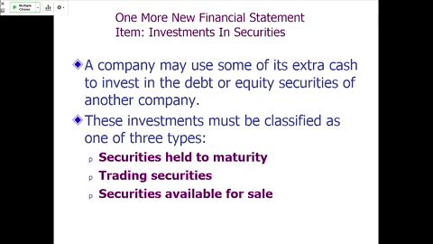If you see a company that has trading securities, you know that they're a high risk. They're actually buying securities to make profits in the short term. If you see a security available for sale, they have extra cash, they invested in stocks or debt of other companies, and they're just holding on to it until there's some major reason to have to sell it. So it's not as risky. Does that make sense, the 3 classifications?